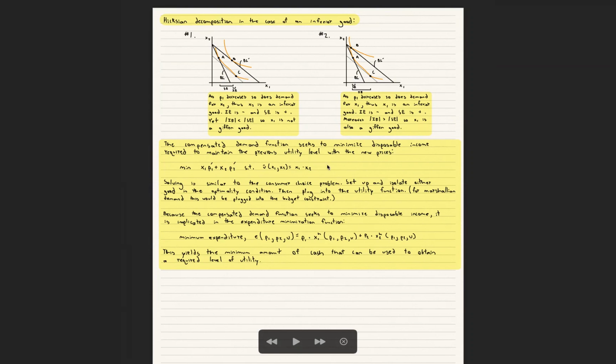So basically when you have compensated demand, it means that you have the same exact utility, but you're going to have a different outcome in terms of M, the variable that I'm using to denote budget. It's your income. If you are looking for your minimum expenditure to maintain, for example, your previous income, you're going to be using this formula. And that formula is just going to be yielding the minimum amount of cash that can be used to obtain a required level of utility.